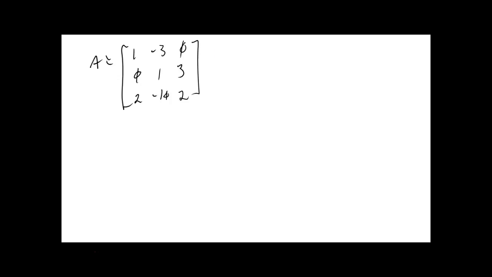Their claim is that you could get that matrix by multiplying 1, 0, 0, 0, 1, 0, and I can't read it. Here it is: 2, negative 4, 1.